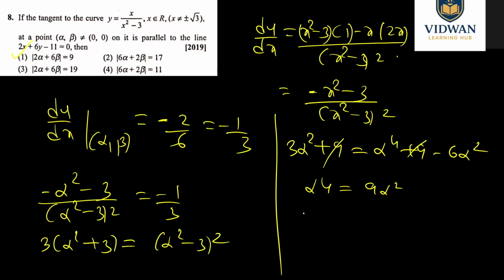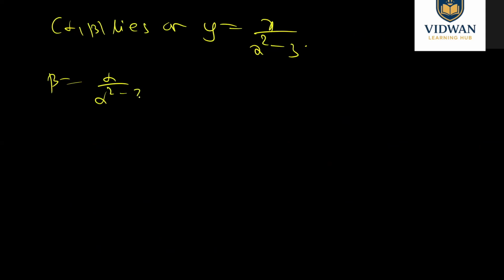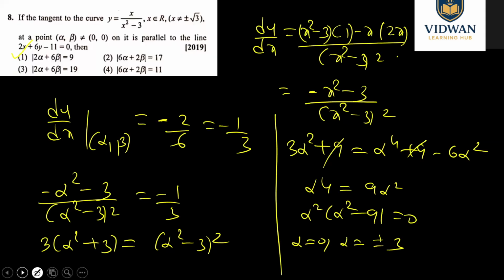So from here, you will get alpha square into alpha square minus 9 is 0. Alpha square is 0, or alpha is 0 is one option. The other answer is alpha equal to plus or minus 3. And to find beta, what should we do? Alpha beta is anyway a point on the curve, so substitute it in the curve. So alpha beta also lies on y equal to x by x square minus 3. So for alpha 0, you will get beta 0. We'll rule out that option. So beta equal to alpha by alpha square minus 3. So when alpha is 0, beta is 0. We'll take the other case.